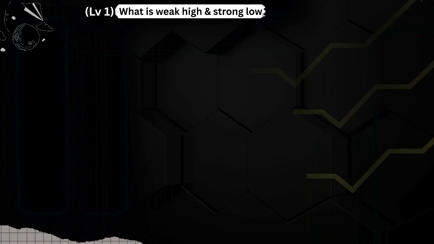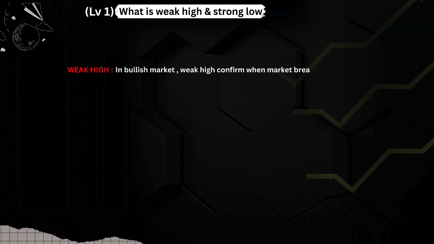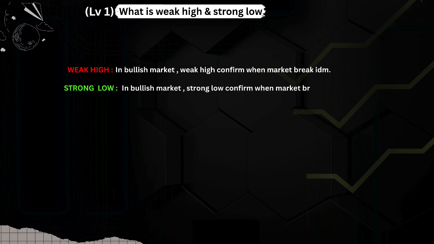Now, let's understand the next powerful concept, which is weak high and strong low. First, what is a weak high? In a bullish market, a weak high is confirmed when the market breaks the IDM. And what is a strong low? In a bullish market, a strong low is confirmed when the market breaks the weak high.